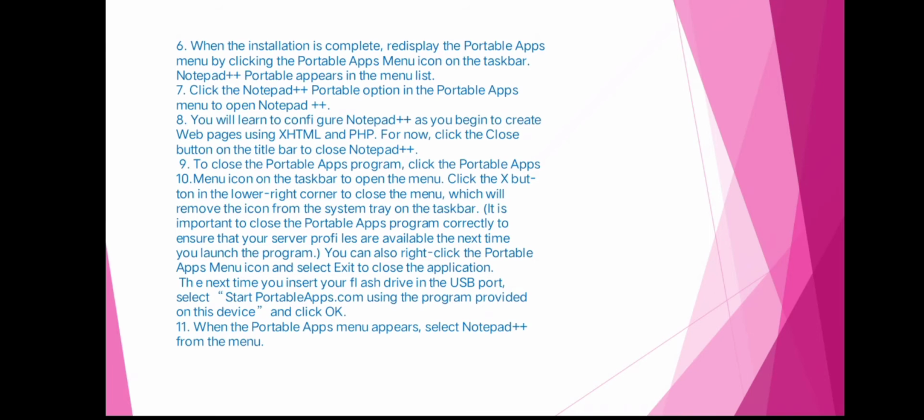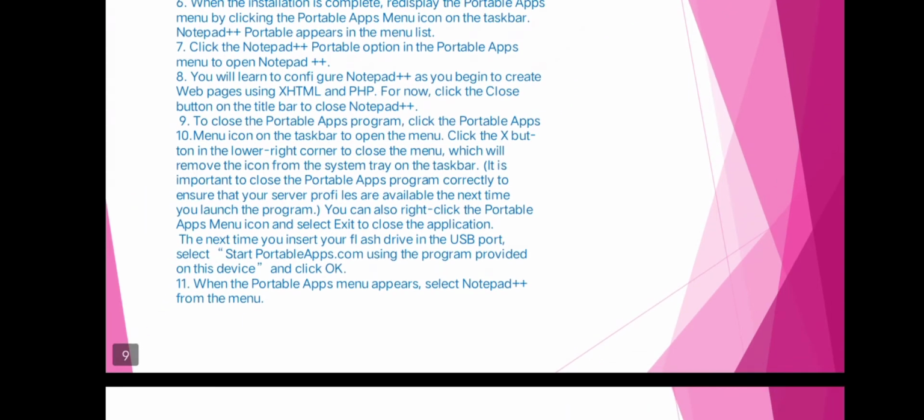9. To close the Portable Apps program, click the Portable Apps menu icon on the taskbar. 10. To open the menu, click the X button in the lower right corner to close the menu, which will remove the icon from the system tray on the taskbar.